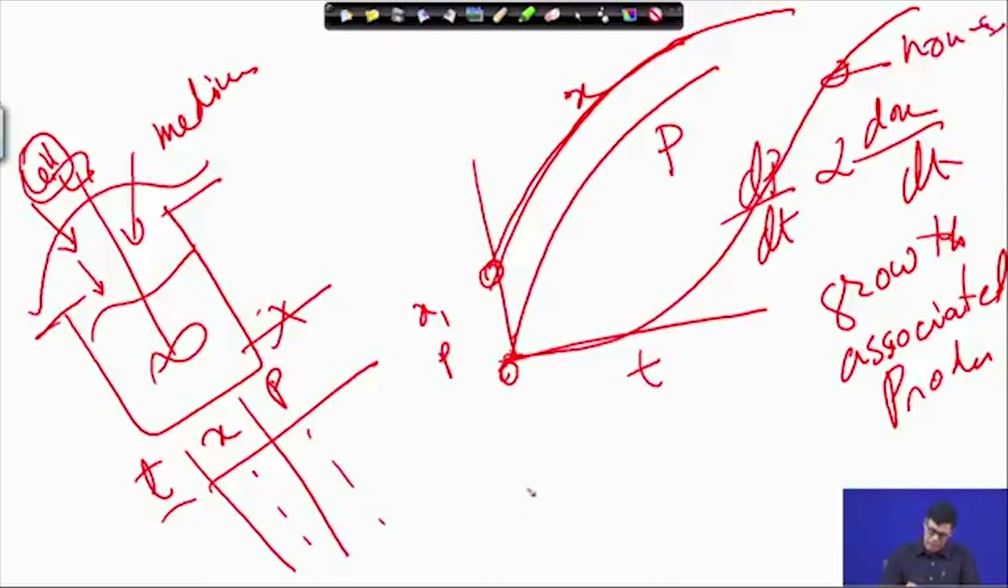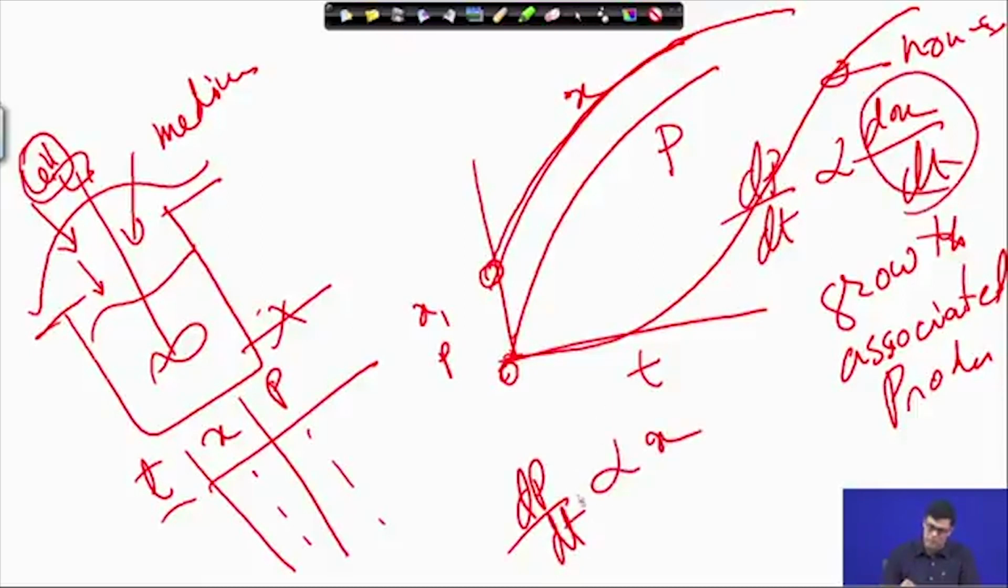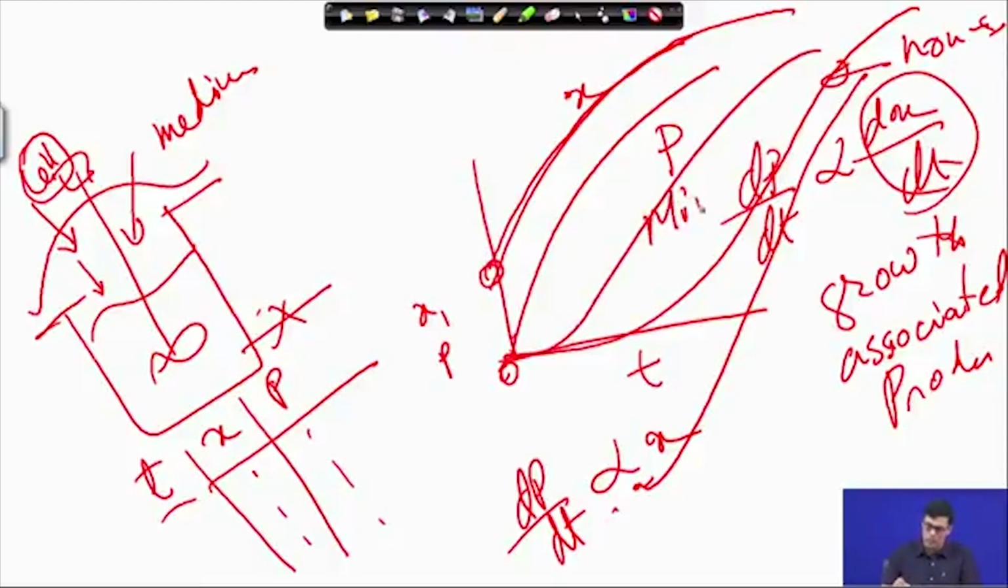At that situation, dP by dt will be proportional to x. It will not be proportional to dx by dt. In case of non-growth associated product, your dP by dt will be proportional to x. Now, in case of mixed growth associated product, what will happen is that it is neither completely growth associated nor completely non-growth associated. It depends on both the rate of growth of the cell and the cell mass concentration. Then we call it mixed growth associated.